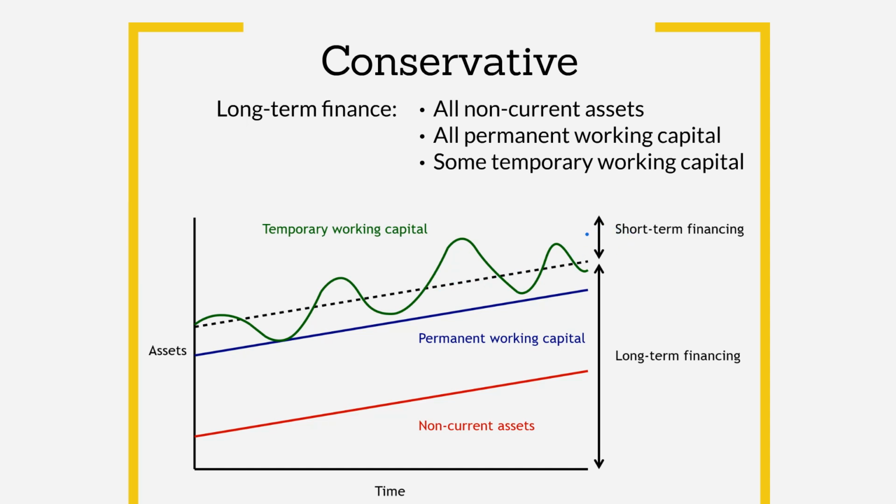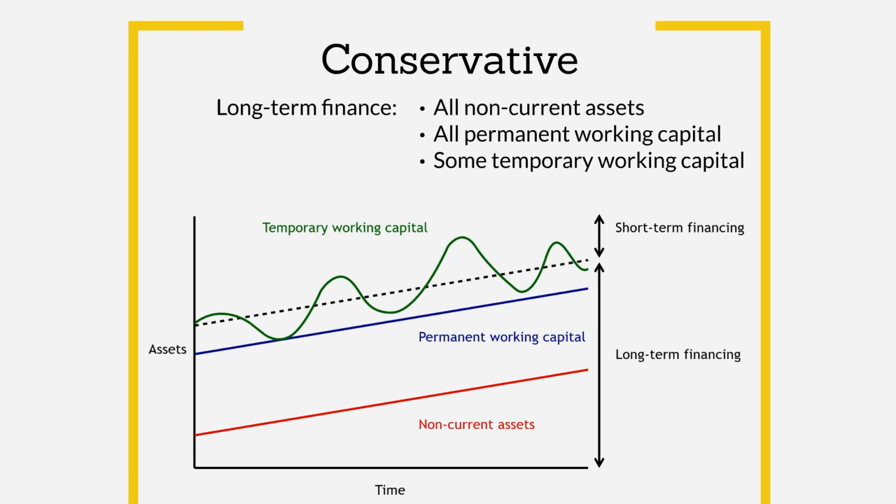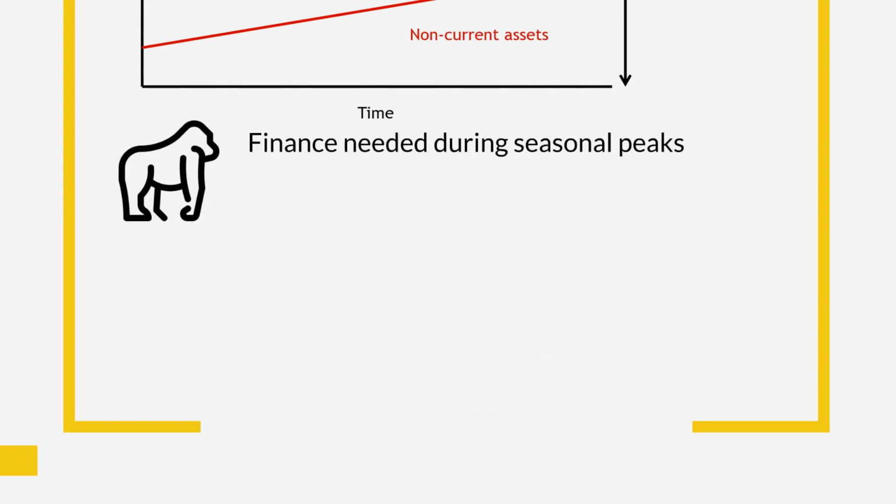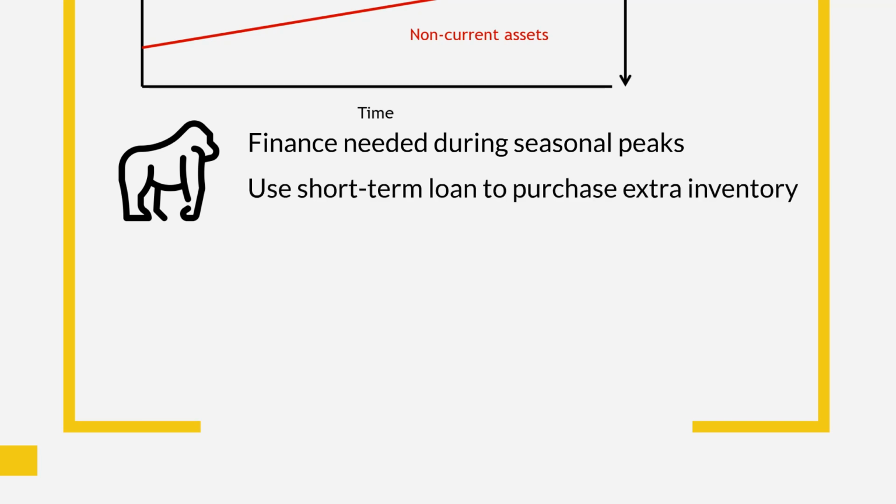Now, what is the reasoning for why a business may use short-term and long-term financing in this way? Well, let's go back to our example of Gorilla. By using this approach, Gorilla will instead use its short-term finance to finance seasonal peaks, so that when the temporary working capital goes above the line, that is when you'll use short-term finance to fund the extra inventory that it needs that can't be covered by its long-term finance. And there are some pros and there are some cons to this approach.